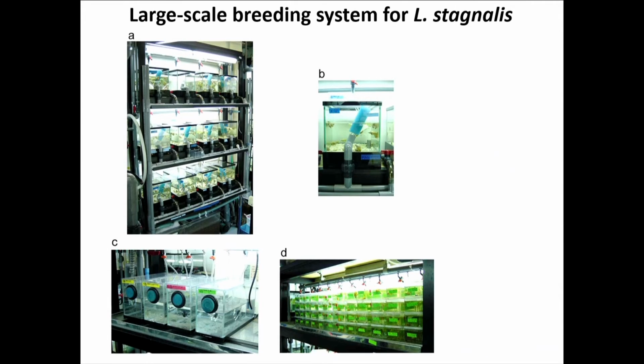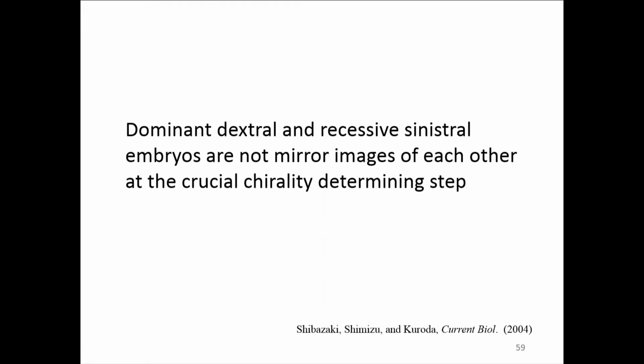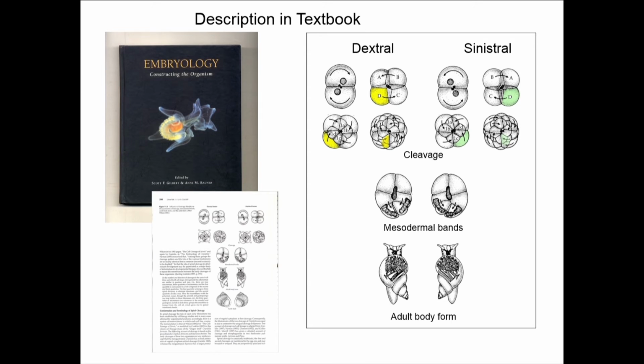Then we did, and we had to start from scratch, because I was a chemist. To do this, I had to really struggle with how to breed snails and all this. But then the first result is that the dominant dexter and the recessive sinister embryos are not mirror images of each other. What I mean is, in all textbooks all over the world, these figures are shown. Dexter one, sinister one, 1 cell, 2 cell, 4 cell, 8 cell, these stages, they are mirror images. Another textbook said that. But I realized it is not true.